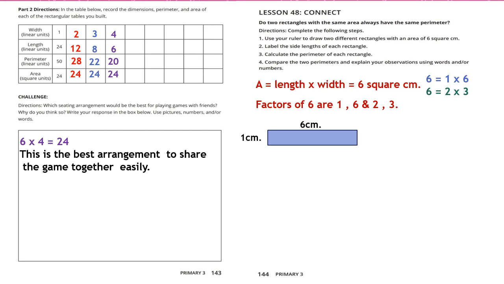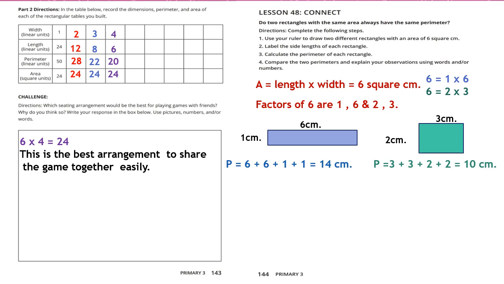So if we draw this rectangle 1 and 6, and this rectangle 2 and 3, do we have the same perimeter here? We have the same area, but do we have the same perimeter? Let's start to add them. Here in this rectangle, 6 plus 6 plus 1 plus 1 equals 14. And in this rectangle, 3 plus 3 plus 2 plus 2 equals 10 centimeters. So we don't have the same perimeter.